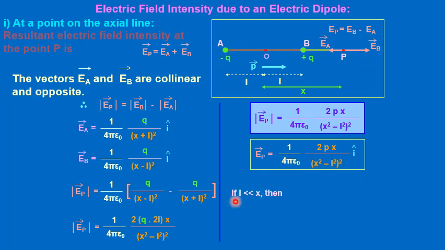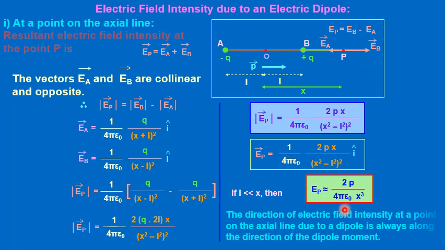If L is much less than x, then EP vector is approximately equal to 2p upon 4 pi epsilon naught x cube. The direction of electric field intensity at a point on the axial line due to a dipole is always along the direction of the dipole moment.